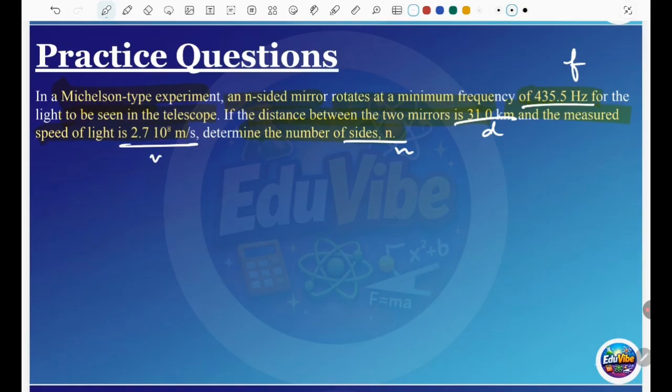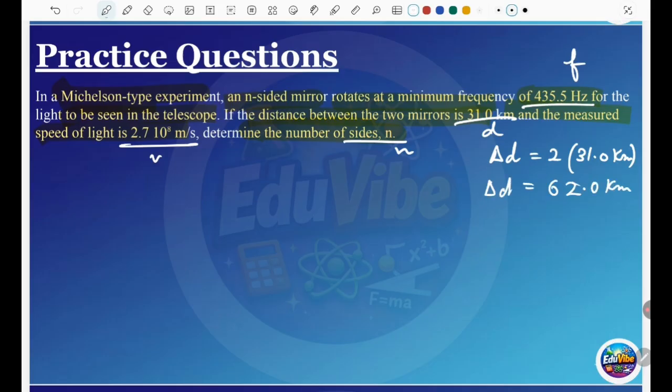Let's figure out. One thing when we're doing the Michelson-type experiment: when we have the distance, we have to multiply this by 2, and when we have to find the distance at the end, we have to divide the distance by 2. Here the distance is already given, so we multiply it by 2. So delta D is equal to 2 times 31.0 kilometers. When you solve this, you get about 62.0 kilometers.